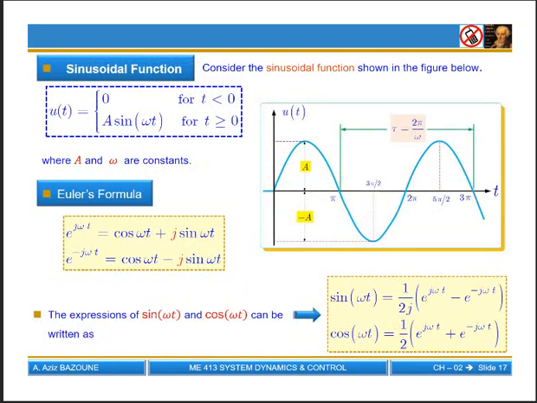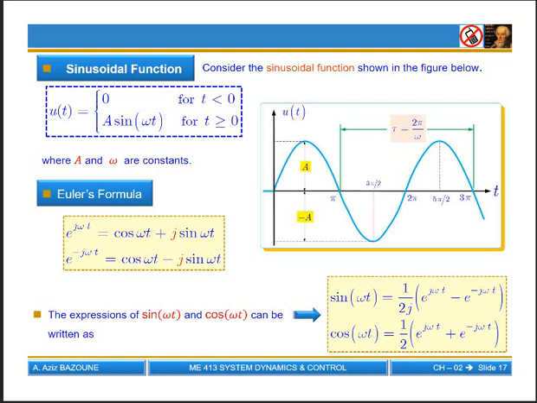The sinusoidal function, cosine and sine, are similar. They are defined as 0 before t is equal to 0. And then you have your sinusoidal function that is written like this, a sinusoidal curve here. So we need to find the Laplace transform of this one. To find the Laplace transform of this one, it's better to deal with exponential functions. What do we mean by exponential function?